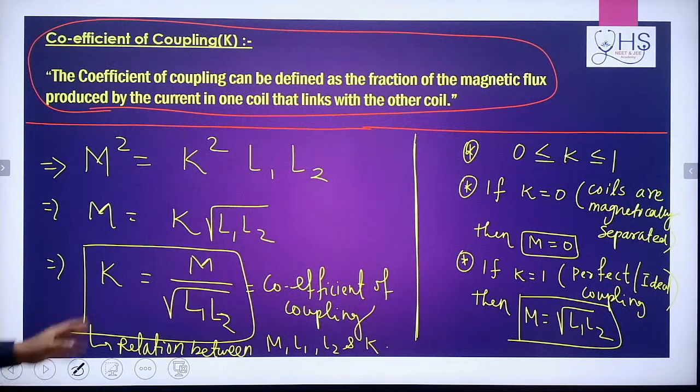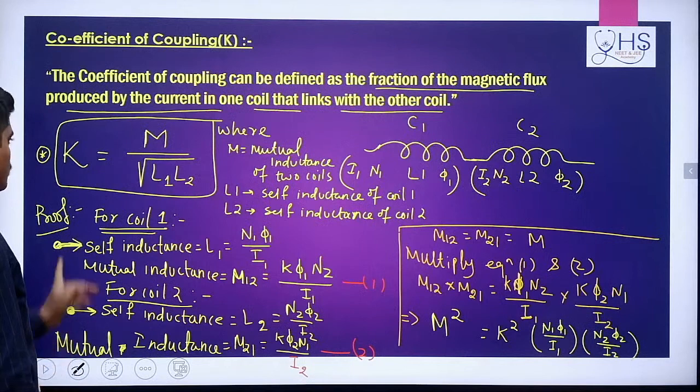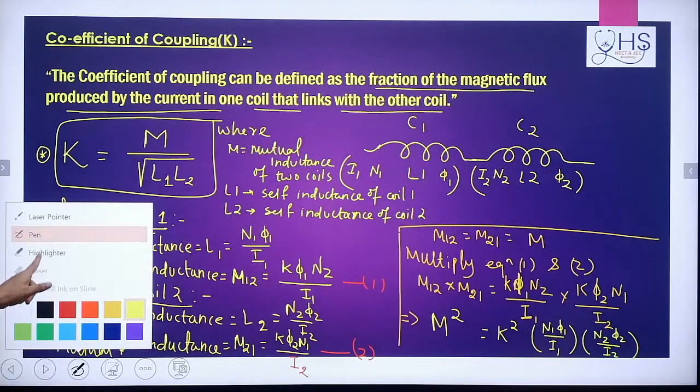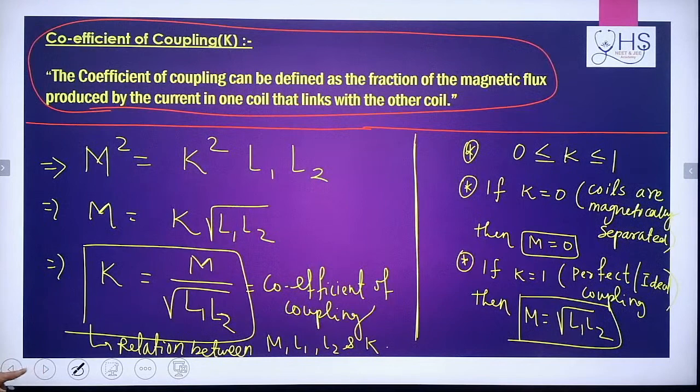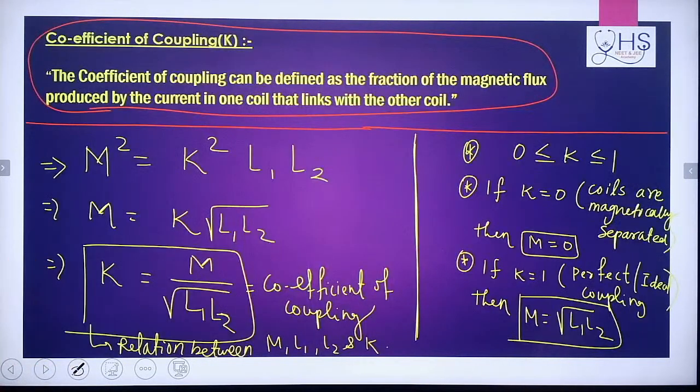So this is whatever we did, the continuation of this one. Coil 1, coil 2 you took and you calculated the things. Now next, listen. I hope you understood this. Please note it down, you can pause it and note it down. I'll go to the next thing.